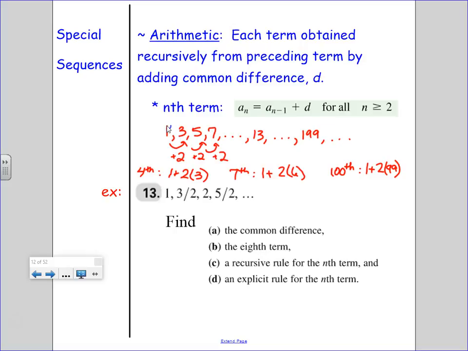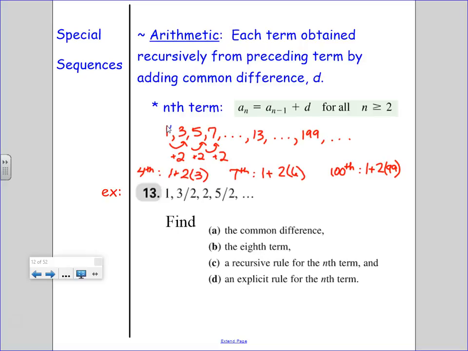Mm-hmm. So special sequences are nice because first arithmetic and then geometric, they have a constant change from one term to the next, and so we can actually show that, in this case, repeated addition with multiplication, or with geometric, we're going to be able to show repeated multiplication with exponents. Okay, so now we're looking at the example, let's transition.